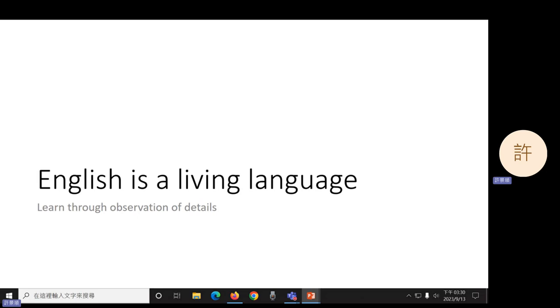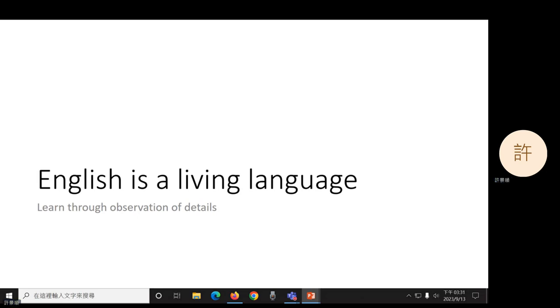First thing to remember is that English is not like other subjects. English is a living language. If you learn history, most of the facts are settled. Nothing big changes very much. If you learn math, same thing. Most of the ideas, everybody agrees, you don't have to worry about new ideas. But if you learn English, English is always changing. English is special, even when compared to other languages.